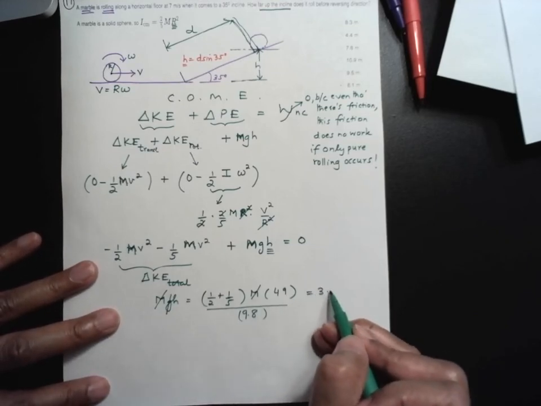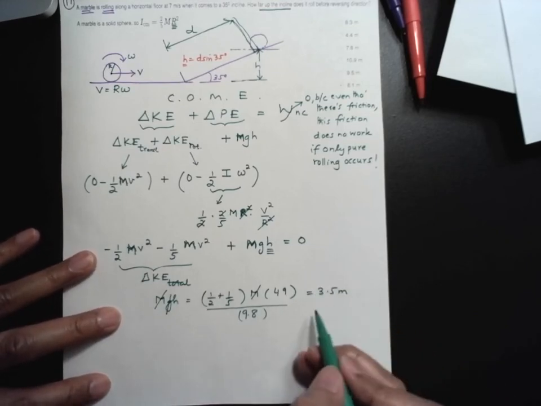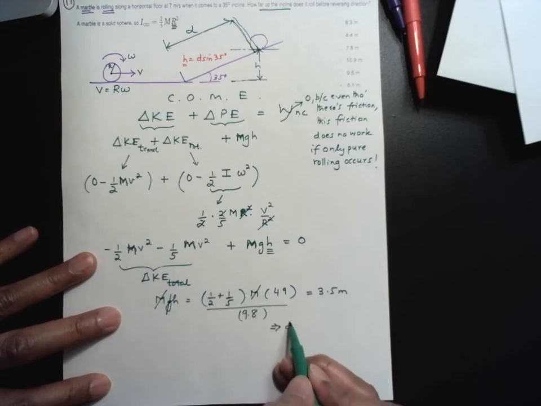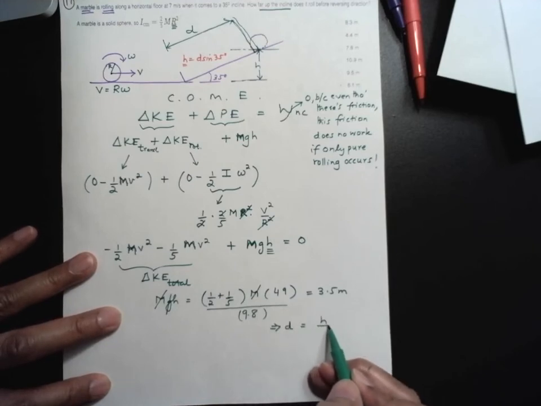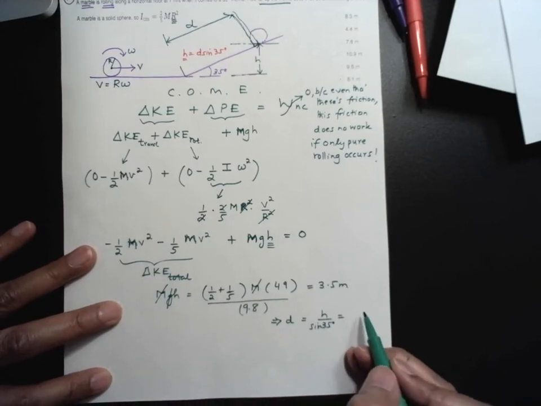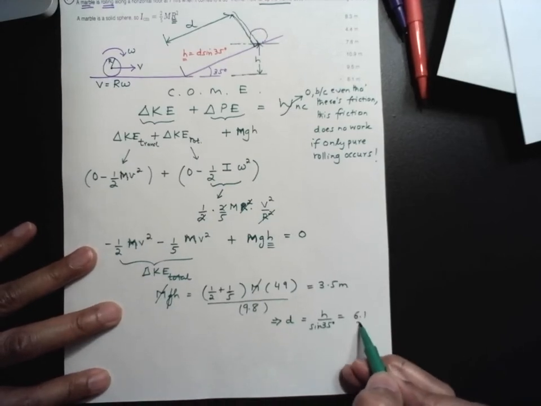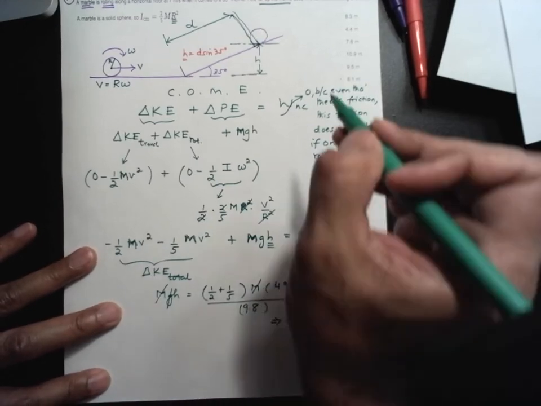And this works out to 3.5 meters, which means that d is h over sine 35. And so this works out to 6.1 meters. So there.